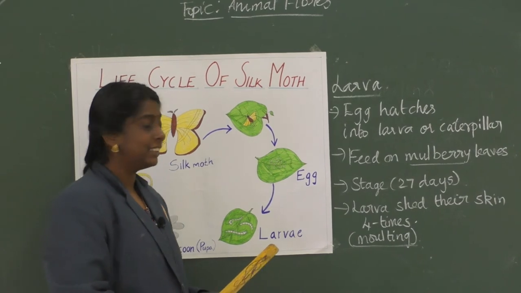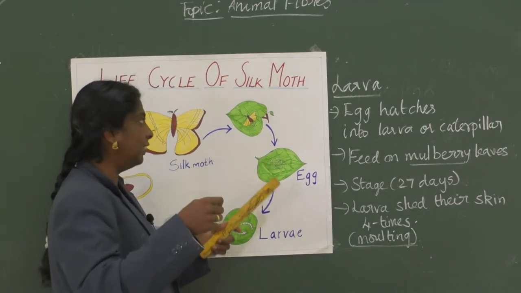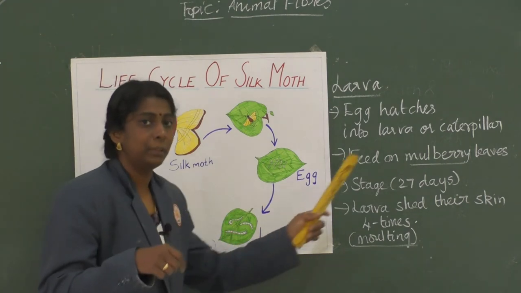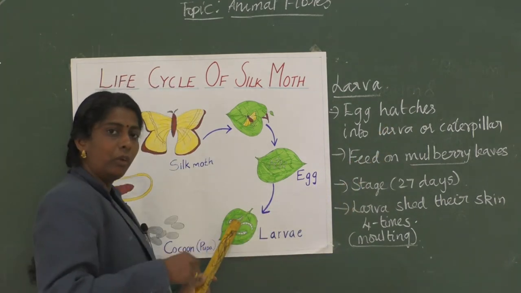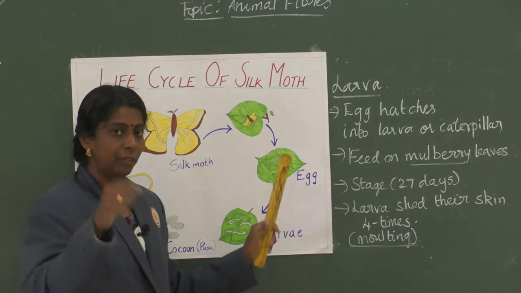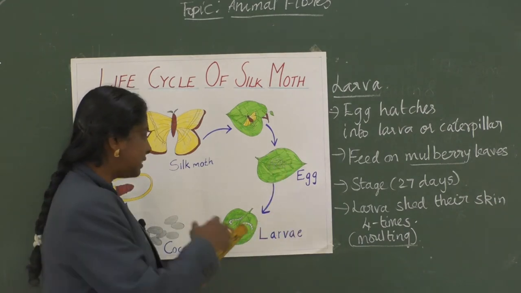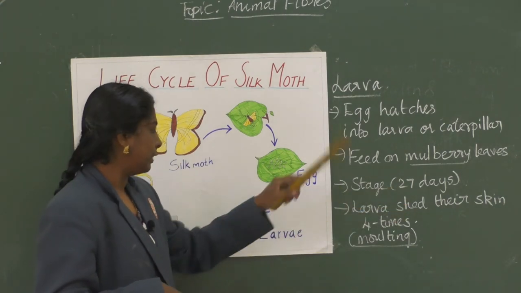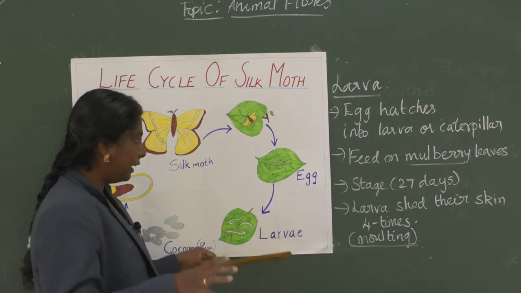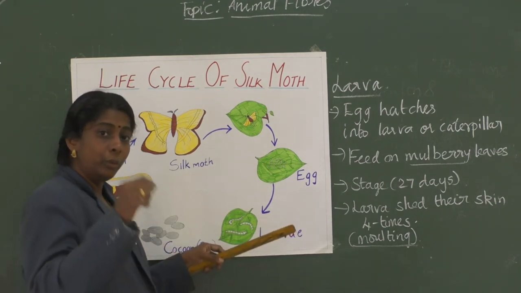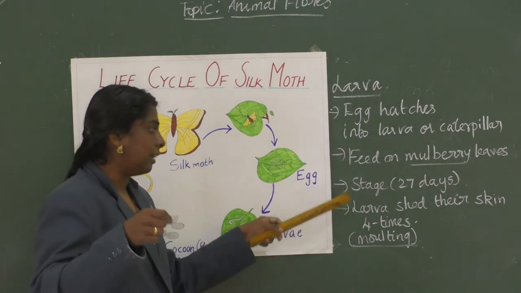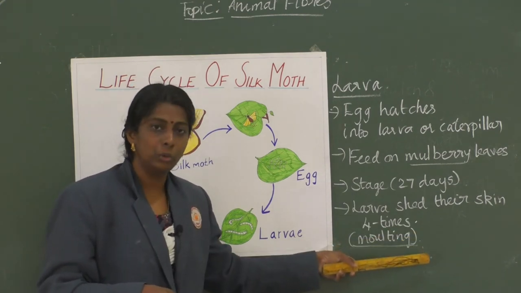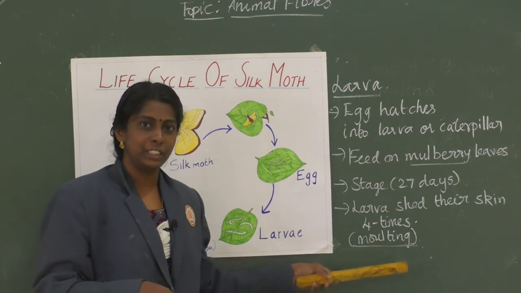Now about the second stage. After the egg has hatched, the egg hatches into larva, also called a caterpillar. They feed on mulberry leaves. It's one important question. This stage lasts for 27 days. During these 27 days, the larva sheds its skin 4 times, and the process of shedding the skin is said to be molting.